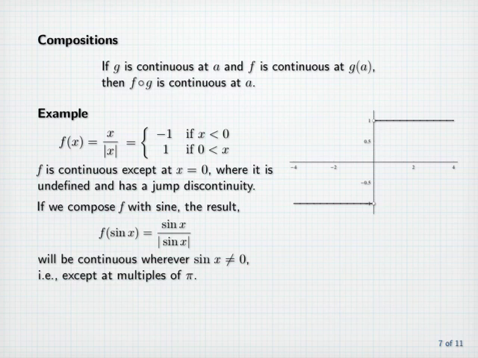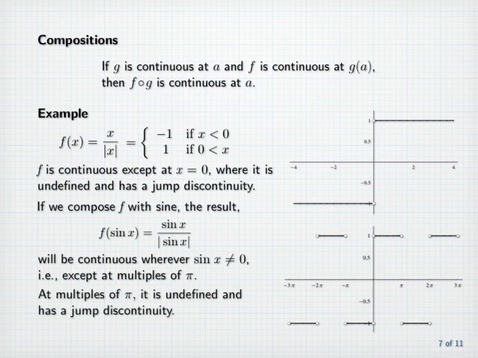Now sine x is equal to 0 at multiples of pi, so f of sine x is continuous except at multiples of pi. At multiples of pi, the function is undefined and has a jump discontinuity just as f did at 0. In fact, the graph of the function looks like this.